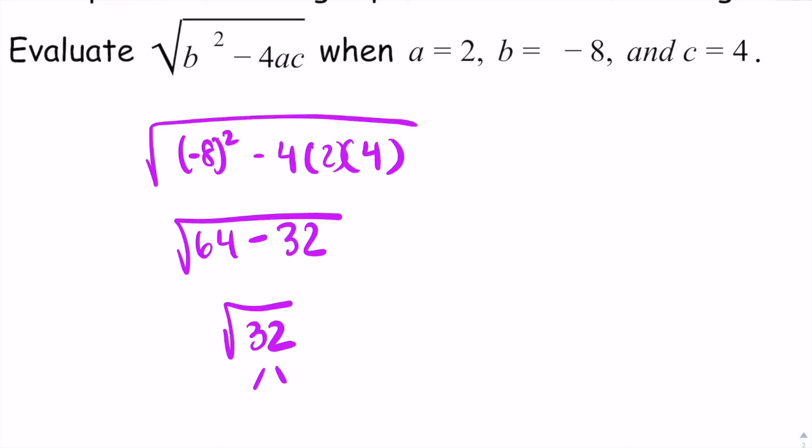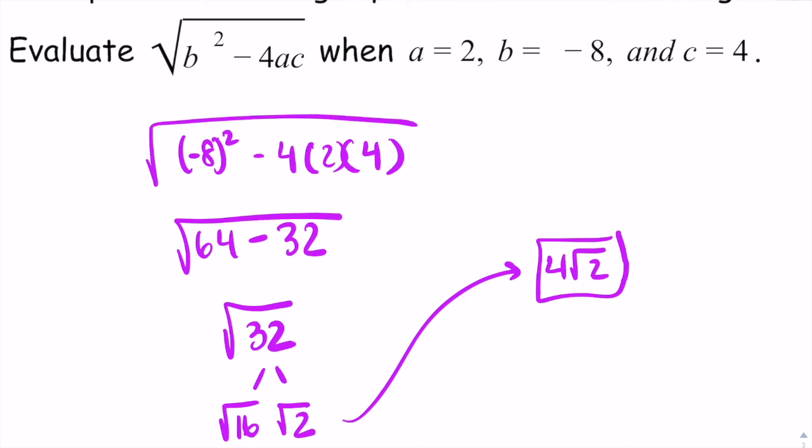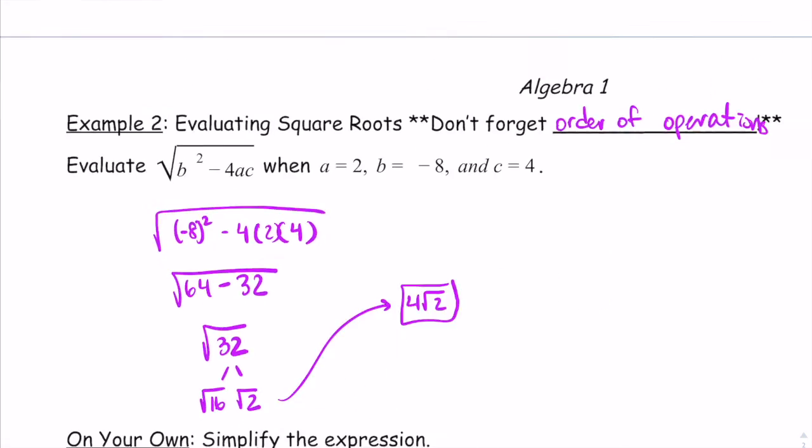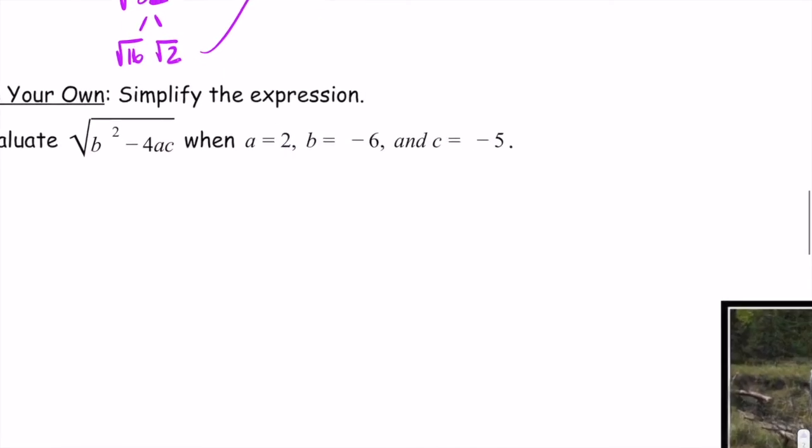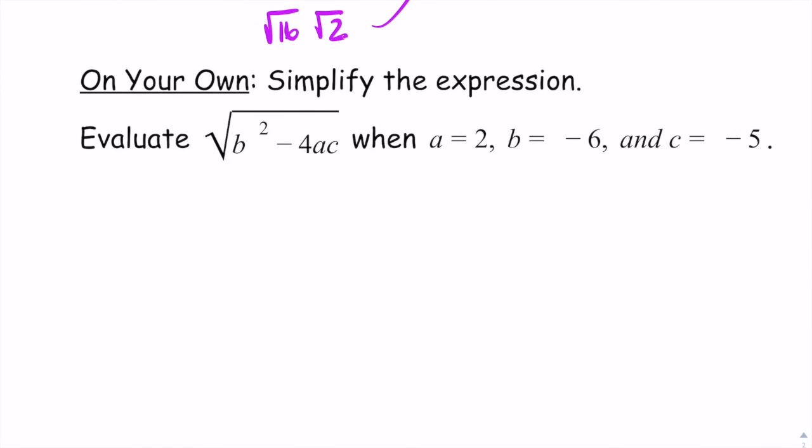Perfect square is 16 and 2, right? Let me finish this. Square root of 16 is 4. Square root of 2 is just square root of 2. And here is my simplified answer. Okay? All right, now why don't you guys work on this last problem on your own, submit your answer, and that is it for today's lesson.